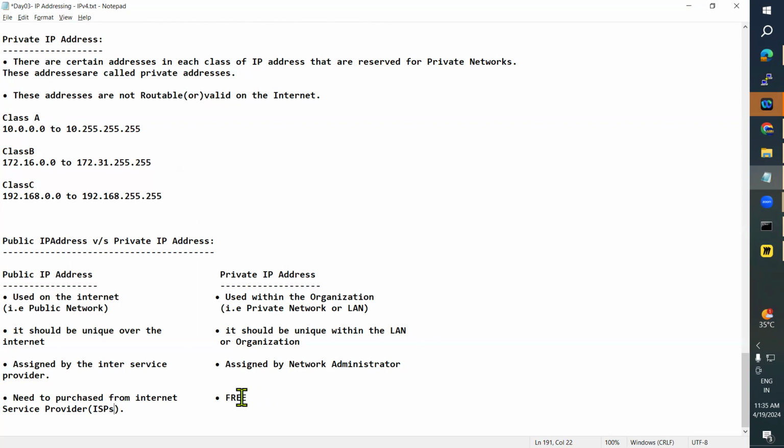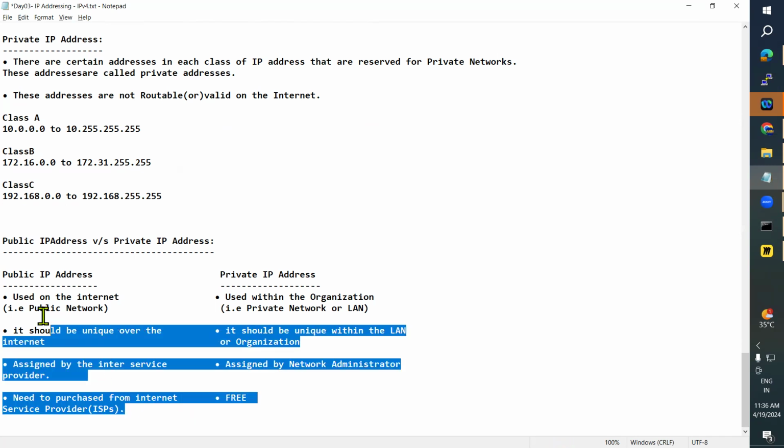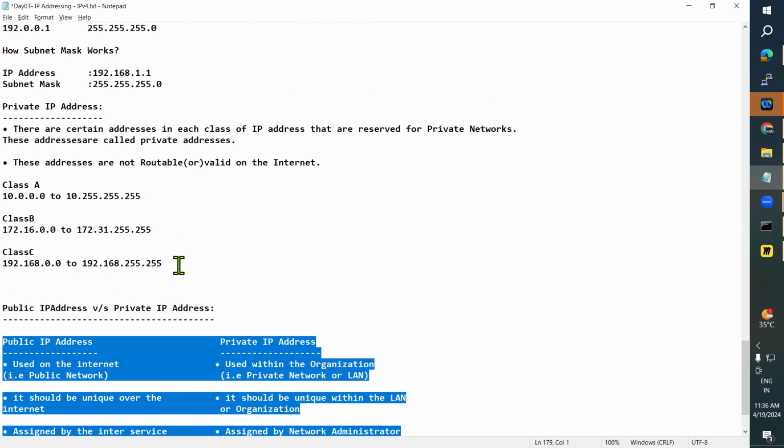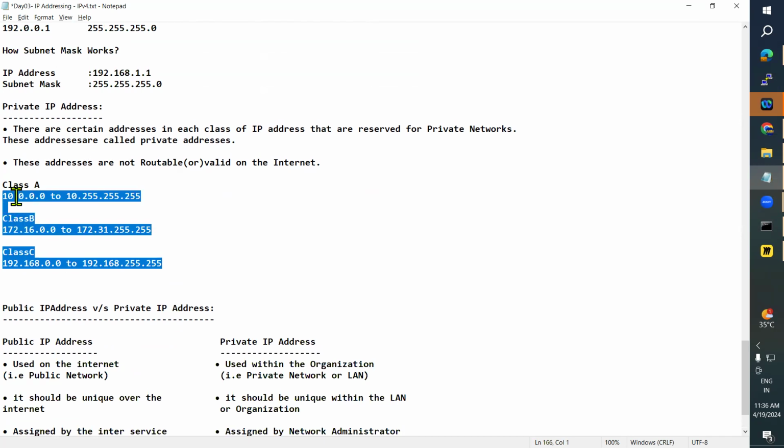And here, a private IP address is free. You do not need to buy it, because we can use these IP addresses without paying a single paisa. So these are the differences between public IP address and private IP address. Remember the private IP address ranges by heart, so that the rest of the IP addresses are public IP addresses.